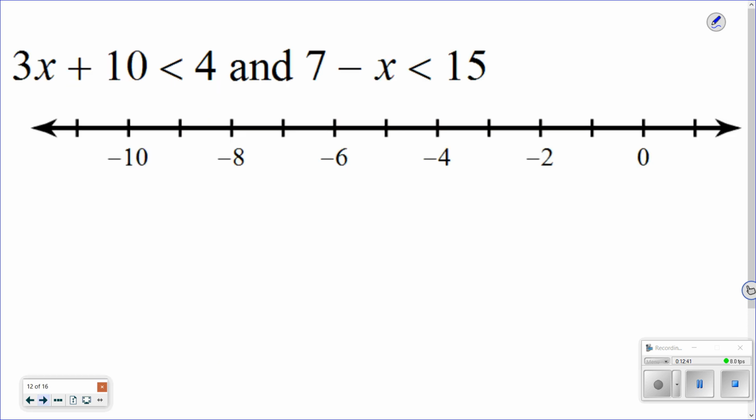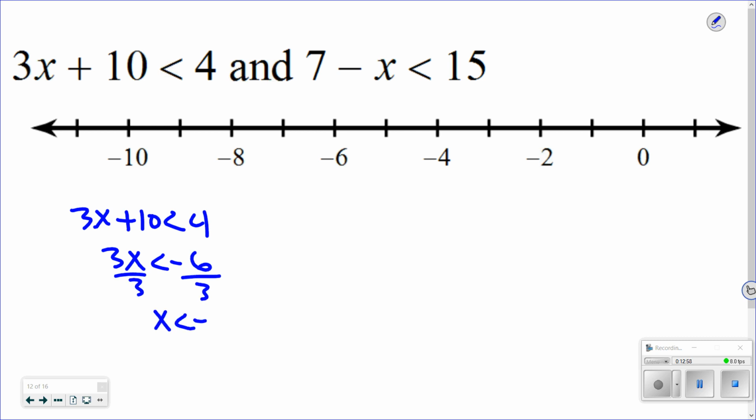Let's do this last problem here. So I've got 3x plus 10 is less than 4. Let's solve that. So 3x plus 10 is less than 4. So I'm going to minus the 10 over. 3x is less than -6, divided by 3. x is less than -2.